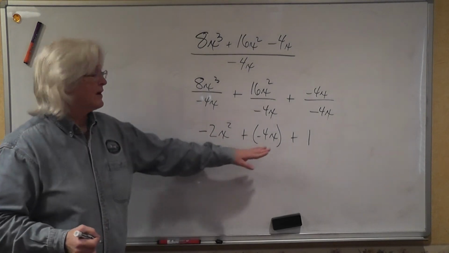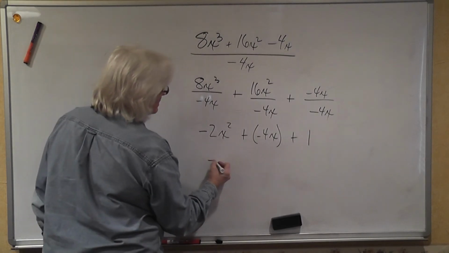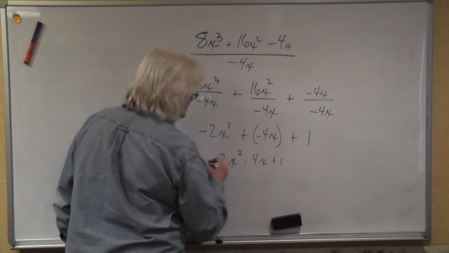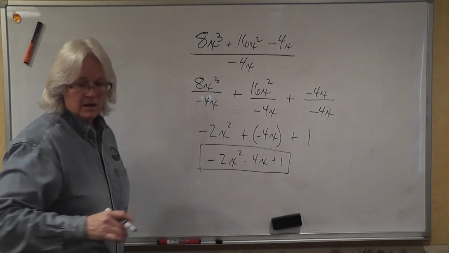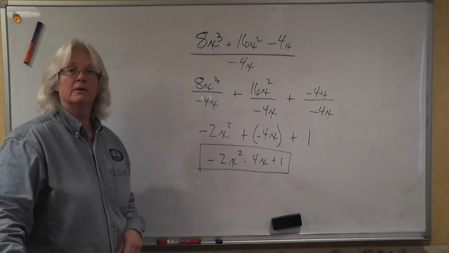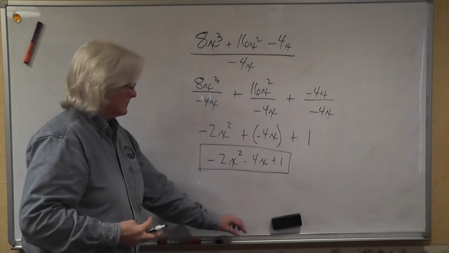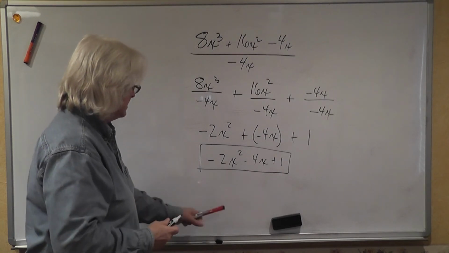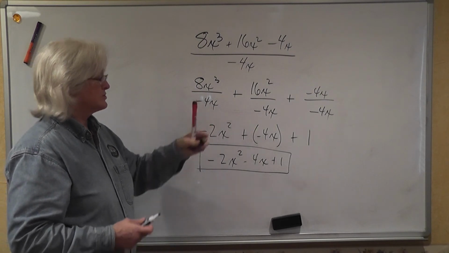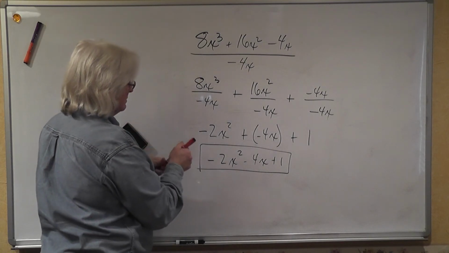Now, in our final answer, we don't want to have plus a negative. So we rewrite this as negative 2x squared minus 4x plus 1. Now, if we want to check this problem, what are we going to do? We're going to take that trinomial and multiply it by the divisor, by what we divided by. And let's see what results when we do that.